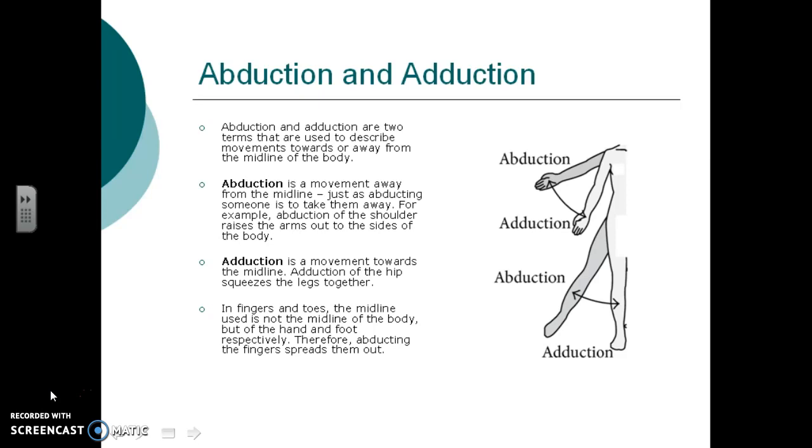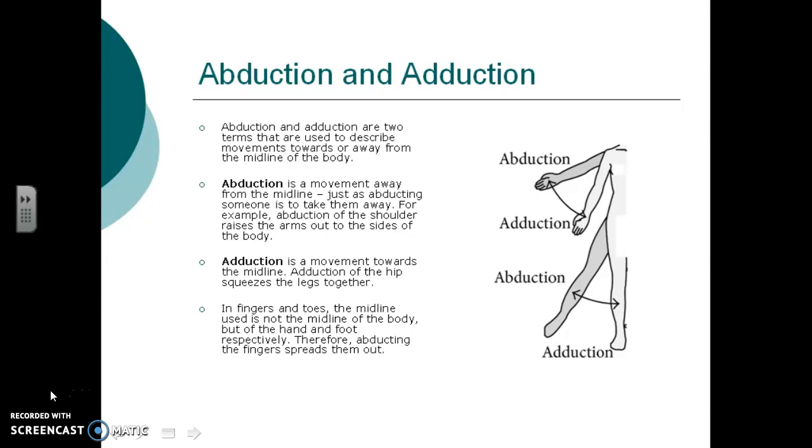Okay, so abduction is to move away from the midline of the body, just like abducting someone is to take them away. For example, abduction of the shoulder raises the arms out to the side. So abduction would mean you start with the arm beside you and move it away. And abduction of the leg is exactly the same. You start with the legs close and you move them away. Okay, so you often see people working that in the gym. It's not a great exercise. It's a great stabilizer, but I wouldn't spend a lot of time on it. Adduction is the opposite, movement towards the midline of the body. Like your hips, your legs would be squeezing together.